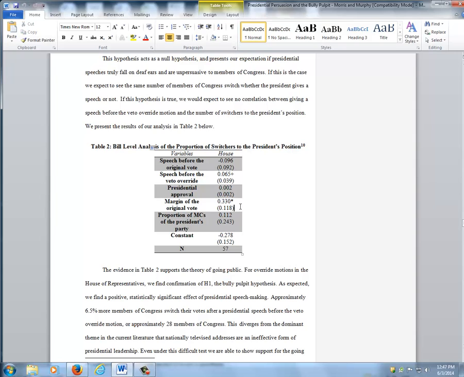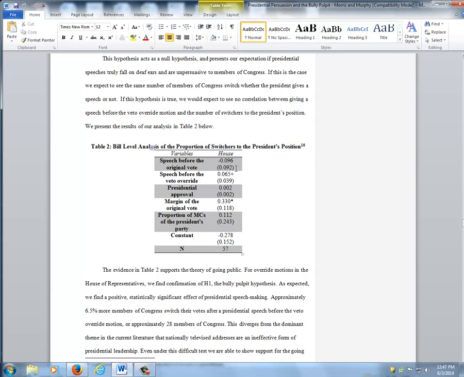Now, the next thing we do, and this is the last thing we do, this is really simple. Do not overcomplicate it. We're going to look, is this number positive or negative? If it's positive, what that means is it has what we call a positive correlation. The higher the margin of the original vote, the higher the number of switchers to the president's position. When X goes up, Y also goes up. They go in the same direction. I'm making a hand gesture here you can't see, but it shows they're going in the same direction.